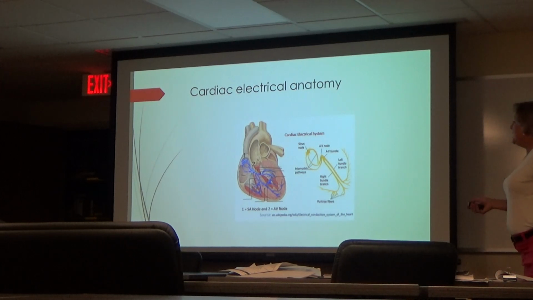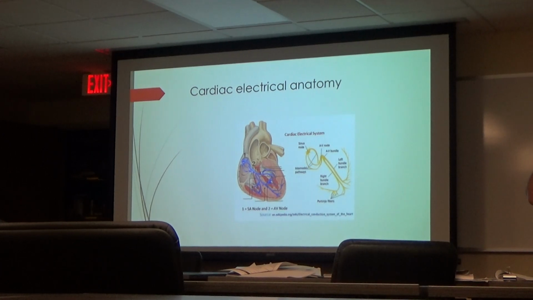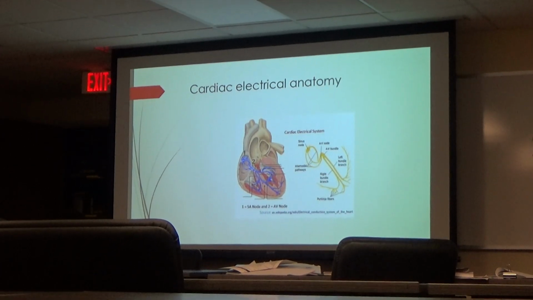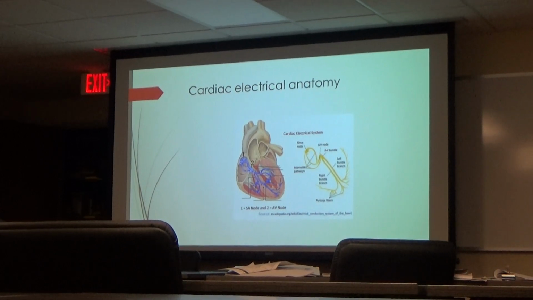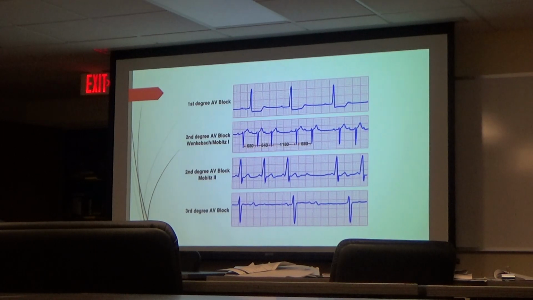The other thing we have to remember is that the bundle branches are fed by the various coronary arteries. So if we have a block of some type, it may be due to a lack of oxygen getting to areas of the bundle branches. So we're going to start by taking a look at the different types of blocks.